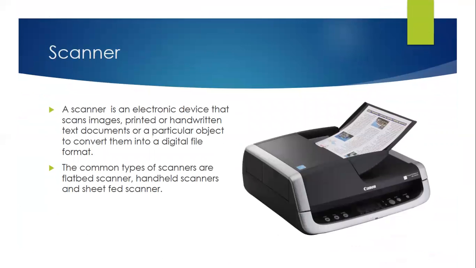Scanner. A scanner is an electronic device that scans images, printed or handwritten text documents, or a particular object to convert them into a digital file format. The digital file format may be PDF or Word documents. The common types of scanners are the flatbed scanner, handheld scanner, and the sheet fed scanner. The image you are seeing on the screen is of a sheet fed scanner. Sheet fed scanners are generally found in all-in-one printers where you can print, copy, and fax.